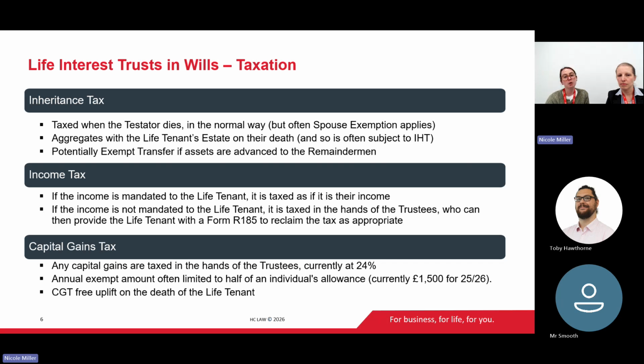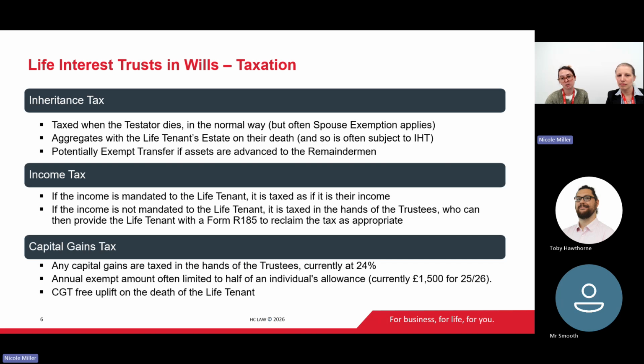And then there could be what we call a potentially exempt transfer, which is a PET, if the assets are advanced to the remaindermen, the remaining beneficiaries, during that lifetime. A PET is essentially a gift, so the person giving the gift would have to outlive that gift by 7 years in order for it to fall out of their estate. Hence why it's called potentially exempt, because if they do outlive, then it's not a taxable gift of that nature.